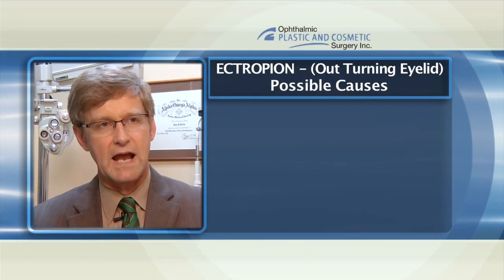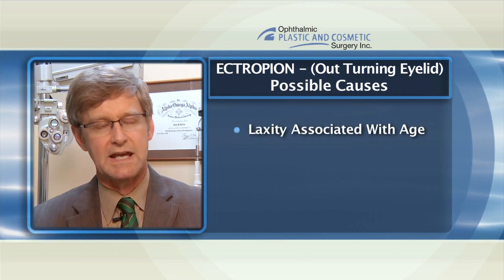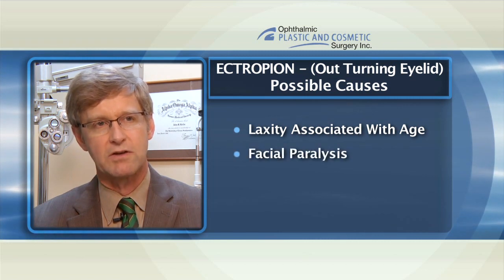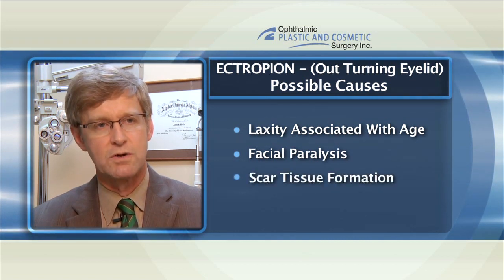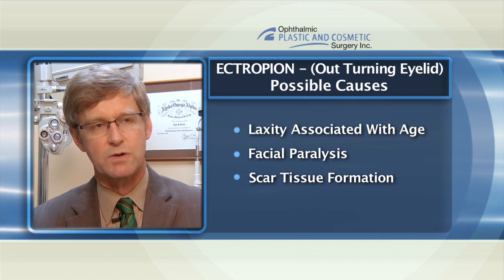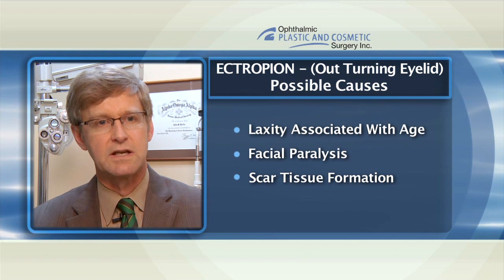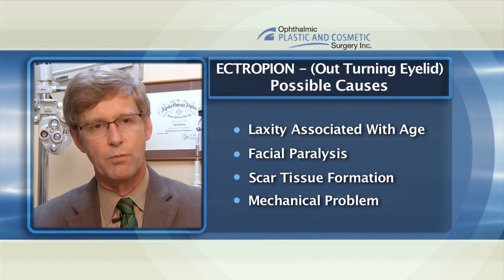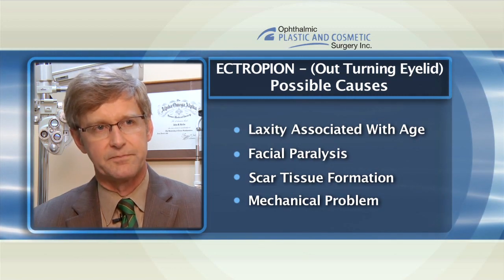An ectropion or out-turning eyelid can be a result of age and laxity associated with age. It can occur after a facial paralysis type condition where the muscles weaken, allowing the eyelid to sag and turn outward. Or it can occur due to scar tissue formation, loss of skin, such as an injury, or sometimes simply with age and sun exposure. Also, occasionally, a mass, just a mechanical problem, can rotate the eyelid outward. When an upper lid turns outward, it's usually a little bit different situation, and some of these are a little bit more challenging to treat.